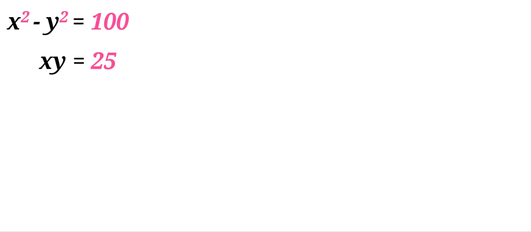X and y are real numbers. xy equals 25, and x squared minus y squared equals 100. We want to find x and y. In the first step, I use replacement.